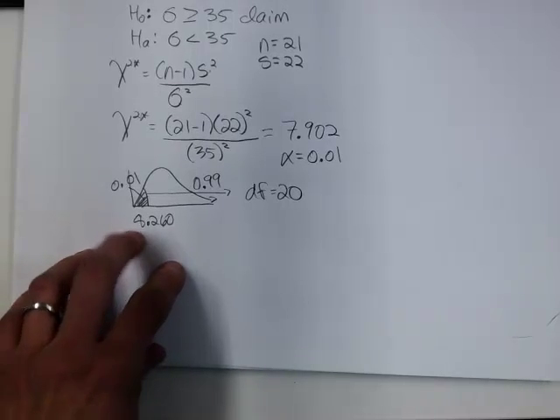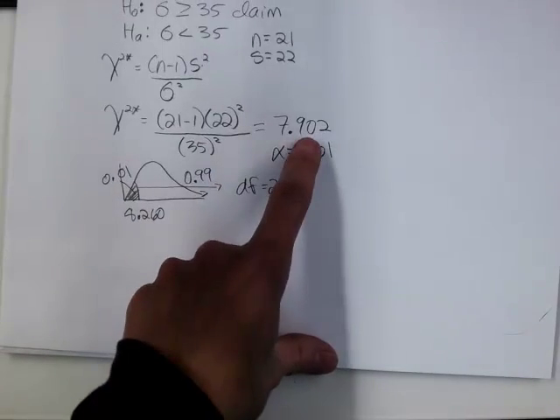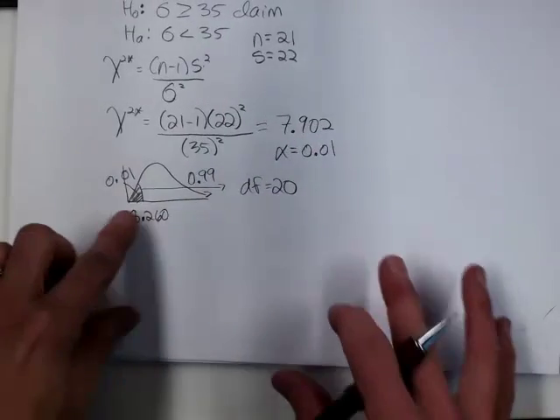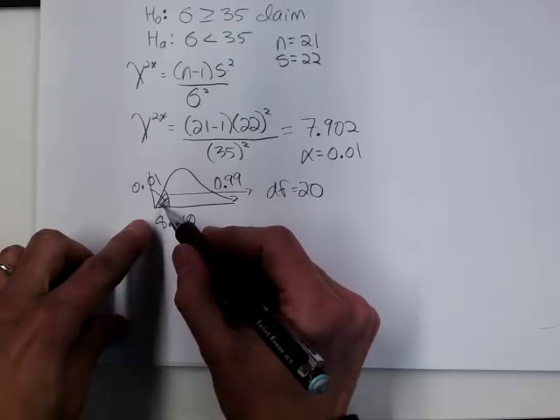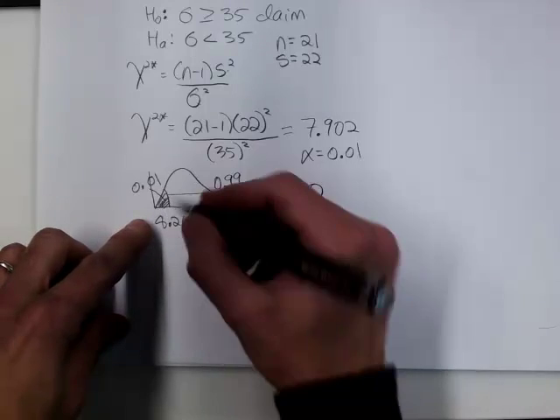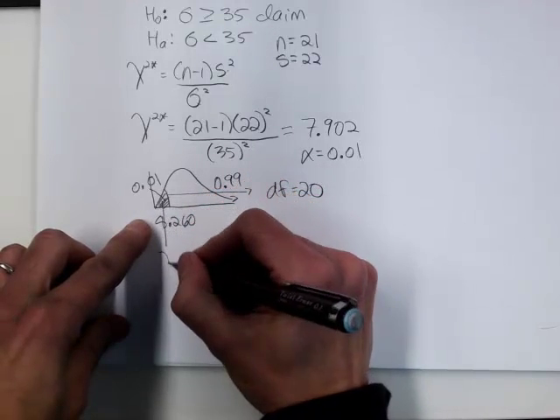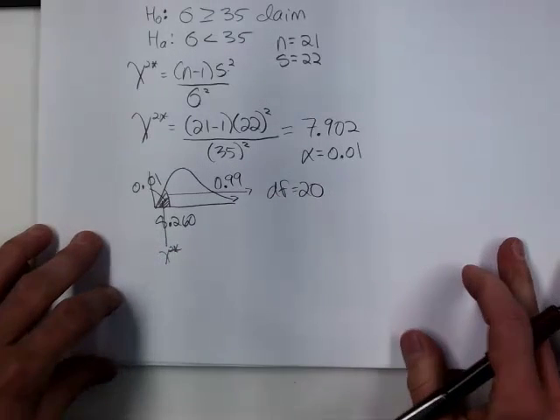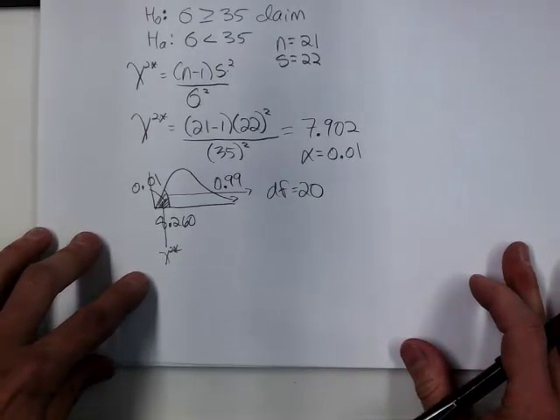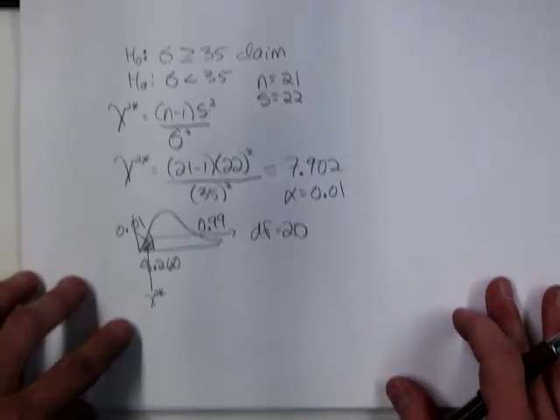So where does our test statistic lie? In the rejection region. I didn't make this quite big enough, but we are in the rejection region. So we're down here. So we are going to reject the null in this case.